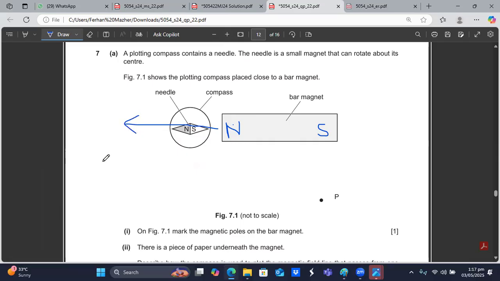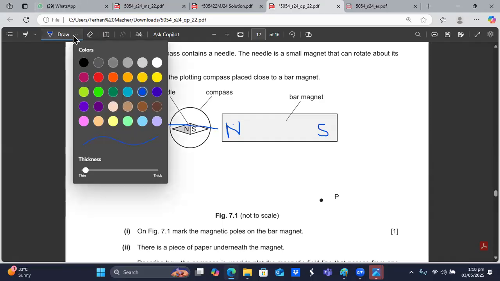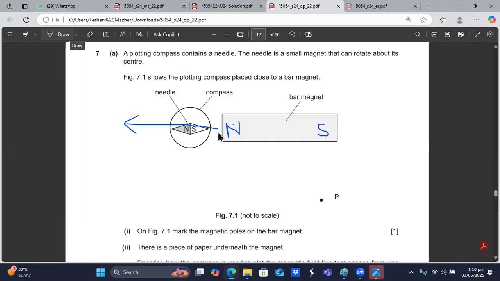You know, the pointer of the magnetic compass always aligns itself in the direction of the magnetic lines. So if the north of the magnetic compass is pointing towards the left, that means in this area, the magnetic lines are going to the left. That's why we know that from this side of the magnet, the magnetic lines are coming out. So this side is your north pole.